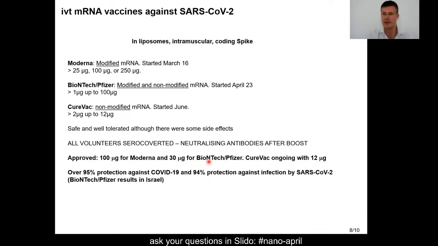The phase 3 studies from BioNTech and Moderna have shown 95% protection against COVID-19. And more recently in Israel, which has massively vaccinated its population, it was demonstrated that the BioNTech Pfizer vaccine gives a 94% protection against infection by SARS-CoV-2.